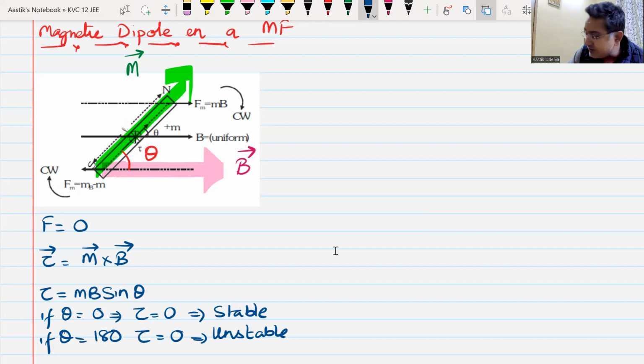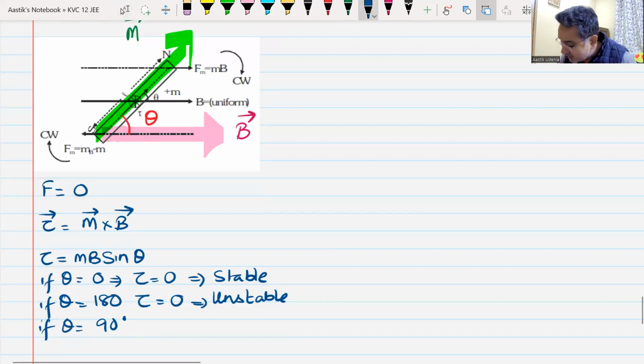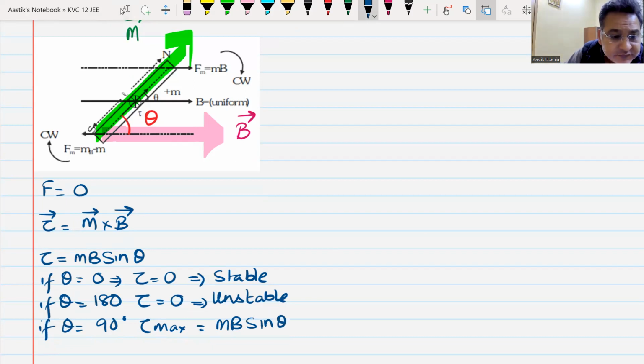If theta is 90, then torque is maximum. Yes or no? Yes, sir. If theta is 90, torque is maximum, tau max is equal to MB sin theta. That was the case for your bar magnet.